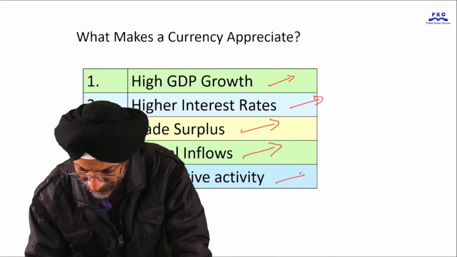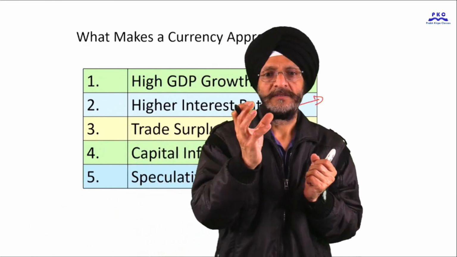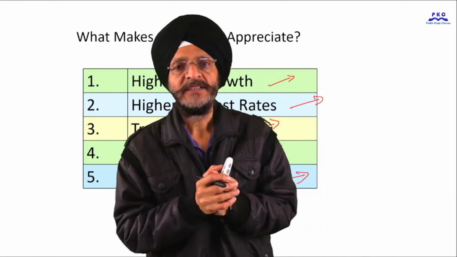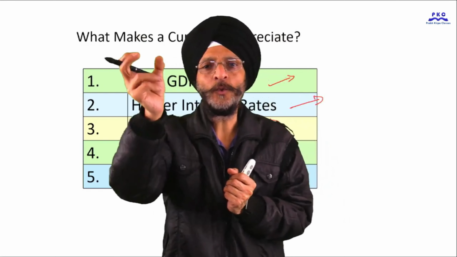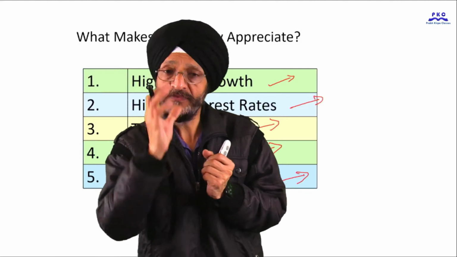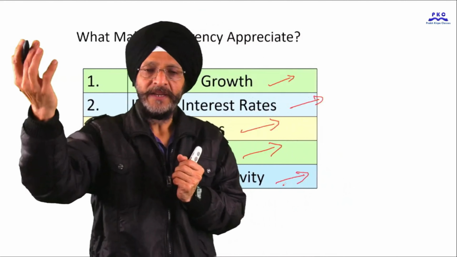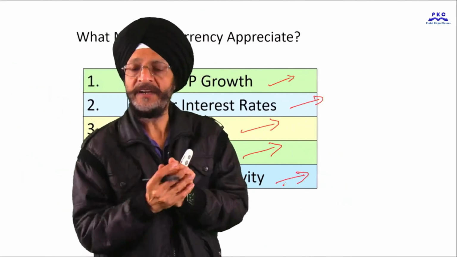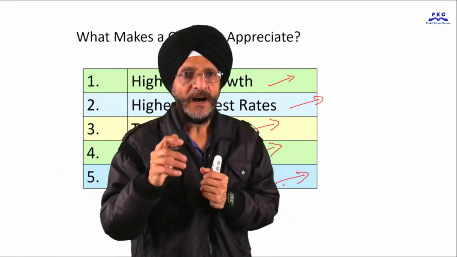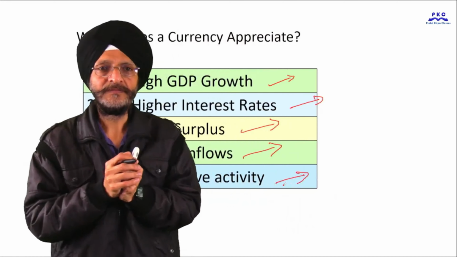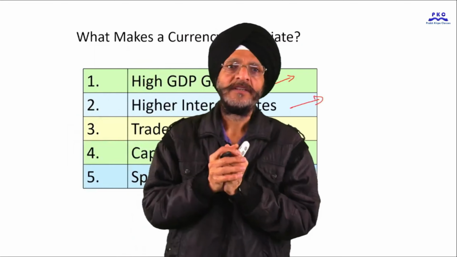Next is speculative activity. If the speculators believe that the currency of any particular country is likely to increase, then they will naturally buy that currency in bulk. It will increase the demand and it will result in the appreciation of the currency. All these factors result in the appreciation of the currency.